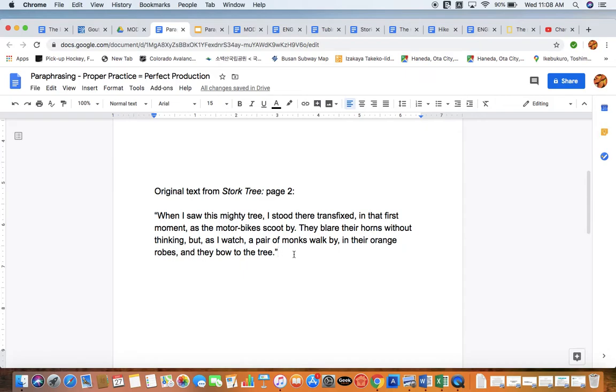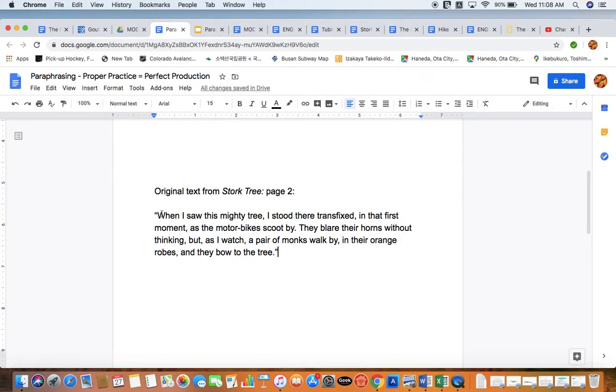So let's do that again. When I saw this mighty tree, I stood there transfixed in that first moment as the motorbikes scoot by. They blare their horns without thinking, but as I watch, a pair of monks walk by in their orange robes, and they bow to the tree.